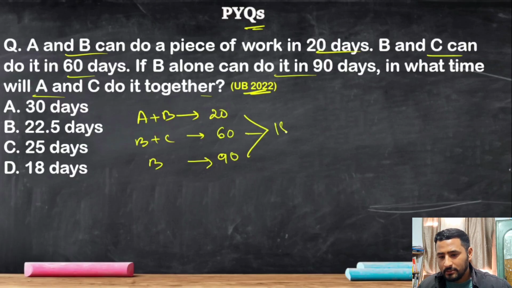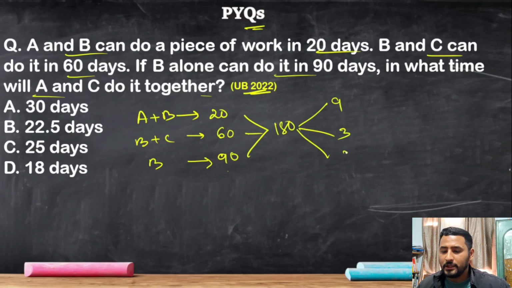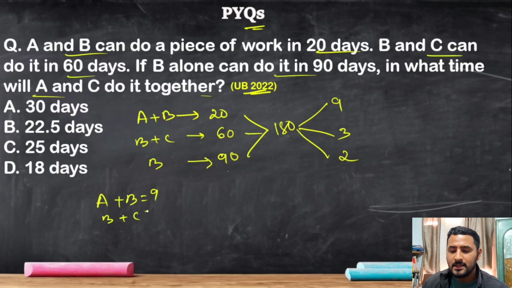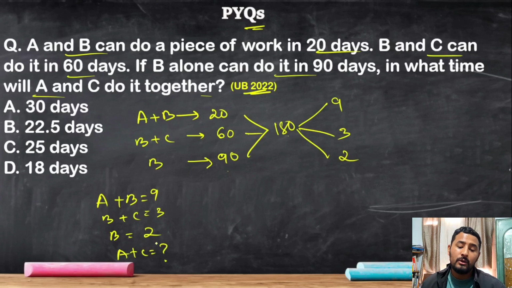I can see 180 fits perfectly, because 20 into 9 is 180, 60 into 3 is 180, 90 into 2 is 180. We cannot take less than this, because we cannot divide 90 by 60. So we got the efficiency of A plus B is 9, B plus C is 3, and B alone is 2. But the question is, in what time do A and C together do it? Now we need the efficiency of A plus C. A plus C, we don't know. So how will we get A plus C?